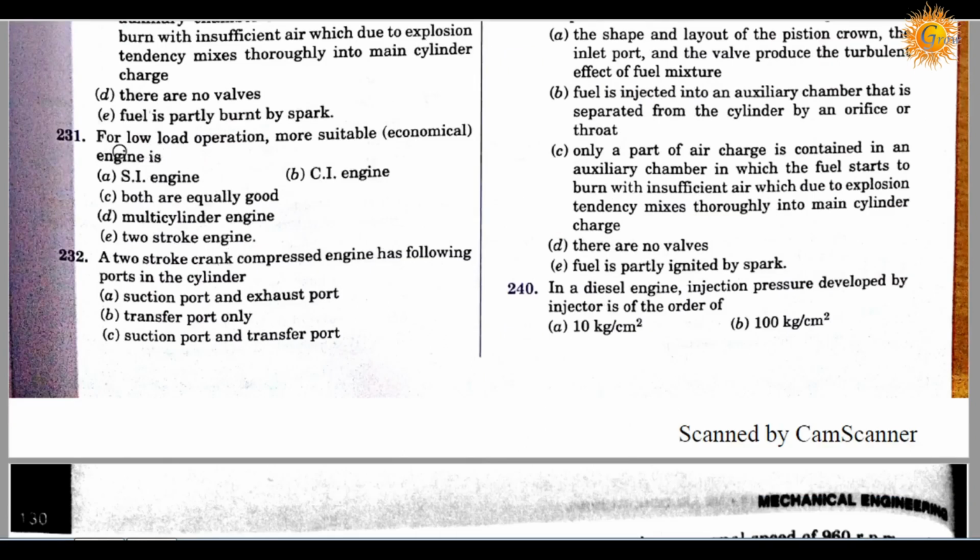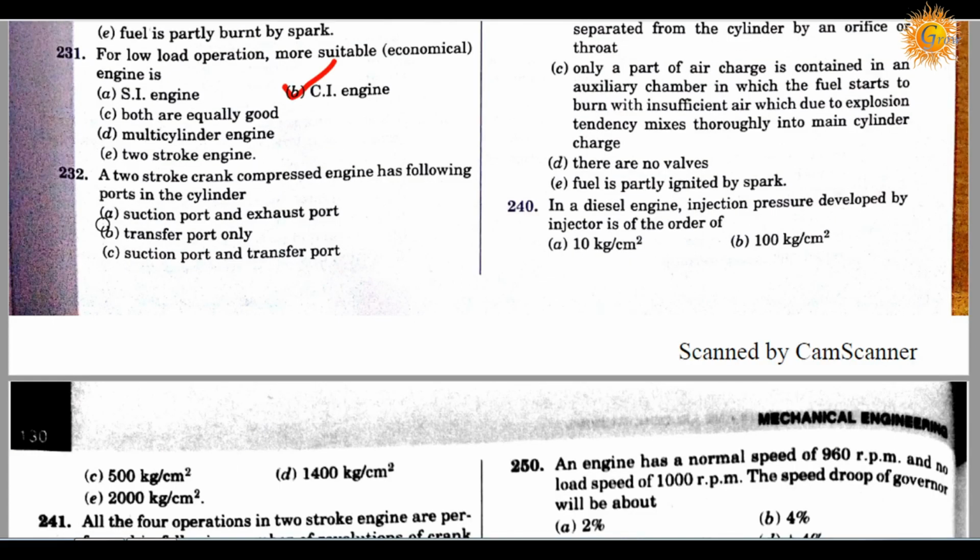Question number 231. For low load operation, more suitable economical engine is: option A, SI engine, spark ignition engine; option B, CI engine, compression ignition engine; option C, both are equally good; option D, multi-cylinder engine; and option E, two-stroke engine. So the correct answer is B, the CI, compression ignition engine will be suitable and economical.